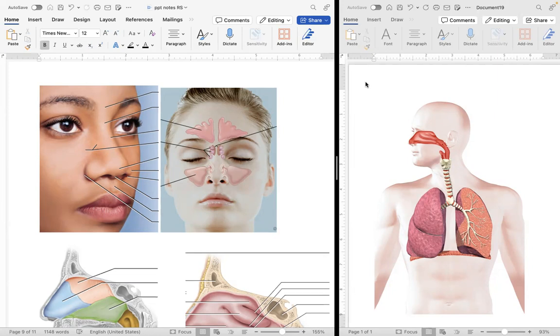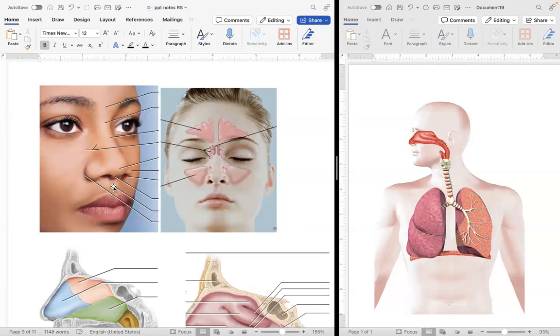So the respiratory system, which we can see here in its general location in the human body, is divided into two main parts: the conducting zone, where the air flows inside without any gas exchange, and the respiratory zone, where the gas exchange actually occurs.